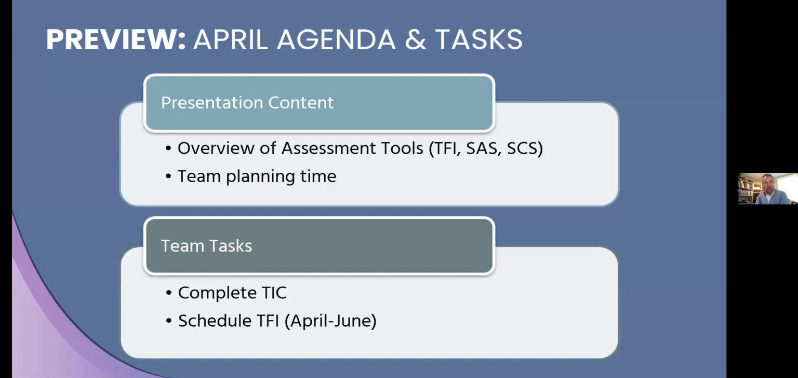Your tasks during the next meeting are to complete the team implementation checklist. And if you haven't done so already, please do so soon. Scheduling that tiered fidelity inventory. We're looking to try to get that done by the beginning of June.